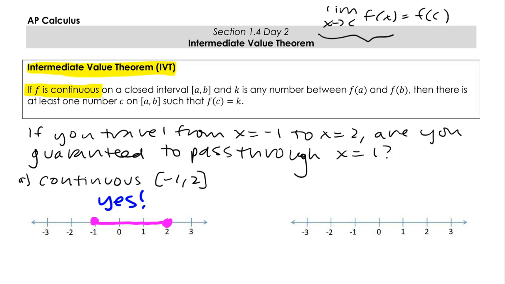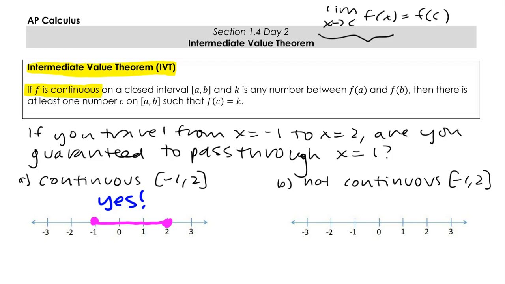Now, the second situation is going to say, what if we're not continuous on [-1, 2]? So before I go ahead and draw that, let's say we're looking at this region here. Not continuous means there's going to be a break or a gap somewhere. We don't know where the gap is. If we don't know where the gap is, isn't it possible that the gap is at 1? And if the gap is at 1, will we hit it? No. So we need continuity to show that everything will be hit between the two values.